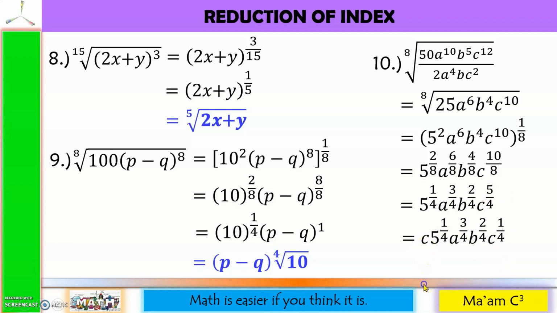Now let us write first c. And then let's convert this into radical form. The index is 4. So c times the fourth root of 5, a cubed, b squared, c.